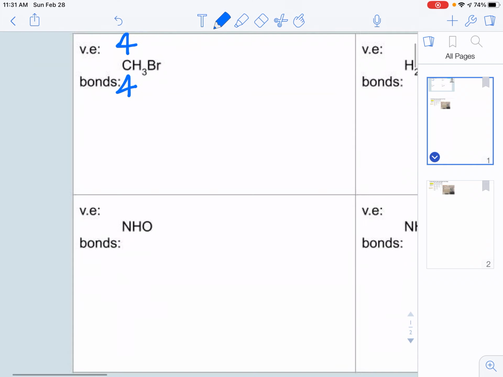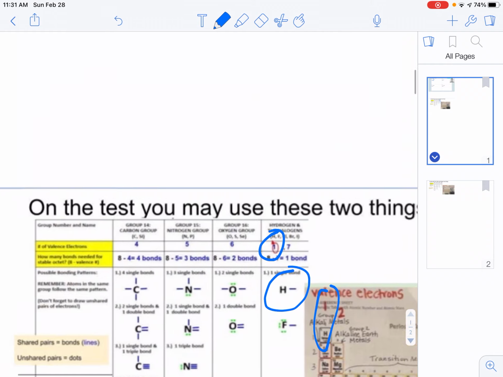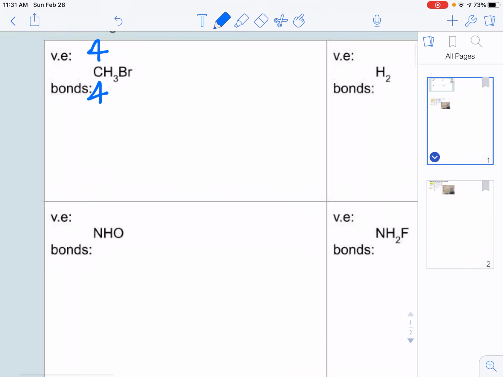H is over here, and I see it has 1 bond, and up above it has 1 valence electron, or I can see that on the periodic table as well. It's our exception to the octet rule. It's always 1 and 1.